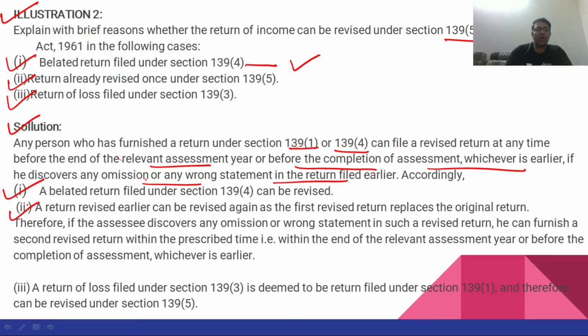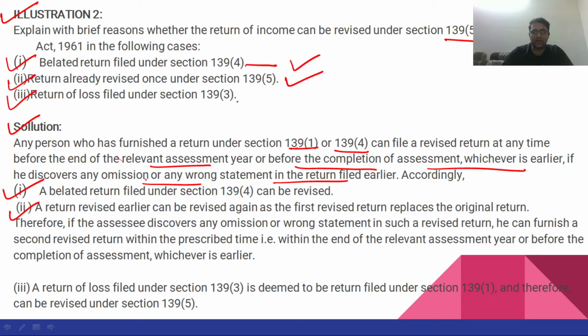The second question: a return revised earlier can also be revised again, as the first revised return replaces the original return. Therefore, if the assessee discovers any omission or wrong statement in such a revised return, he can furnish a second revised return within the prescribed time, that is before the end of the relevant assessment year or before the completion of assessment, whichever is earlier. So it doesn't matter if you revise the return once, you can revise it again, however many times you want, till the end of the relevant assessment year or till the assessment is complete, whichever is earlier. So even in the second case, the return can be revised.